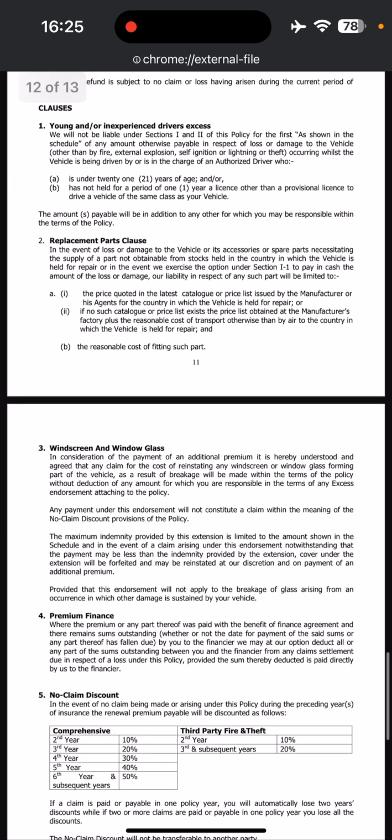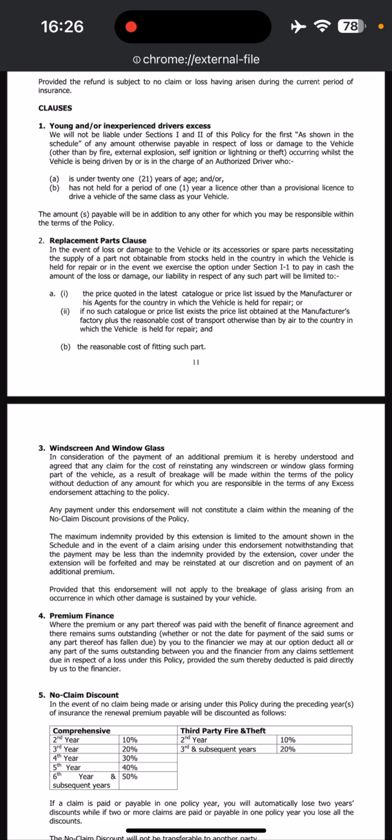So the replacement parts clause, you need to also read that. I've done a video on that. You find that some vehicle parts are rare, and the cost of replacing those parts may be high on the insurance company, so they may choose to give you the money to check for those parts alone. Exactly, yeah. Let me just take you through a quick one.